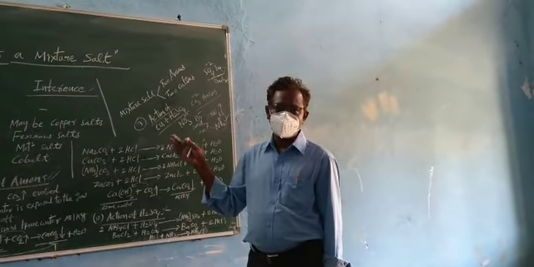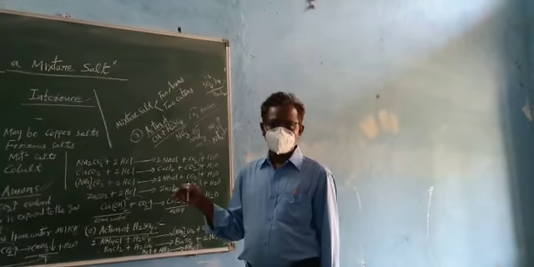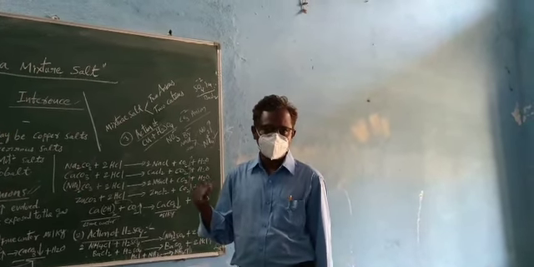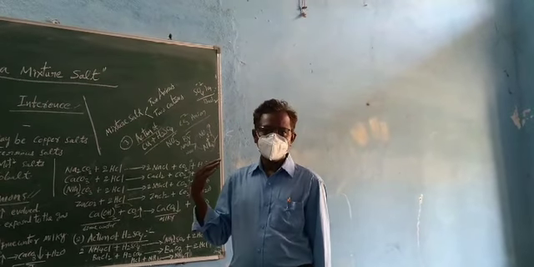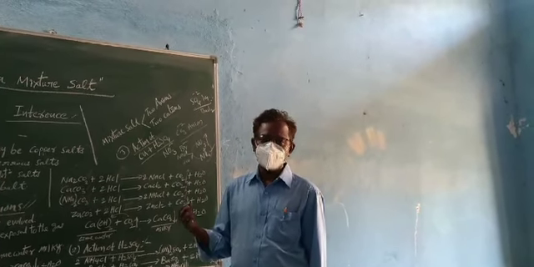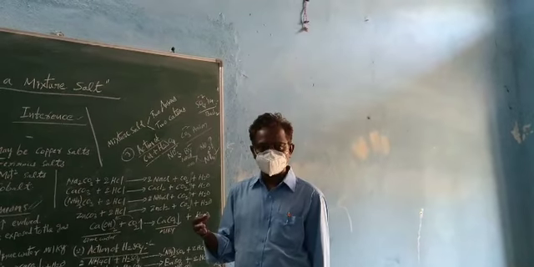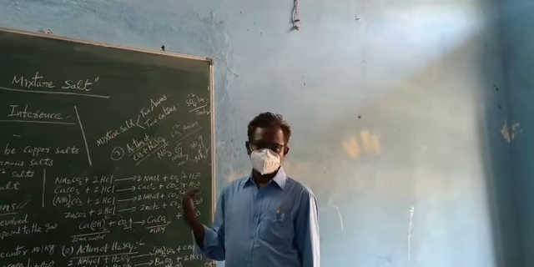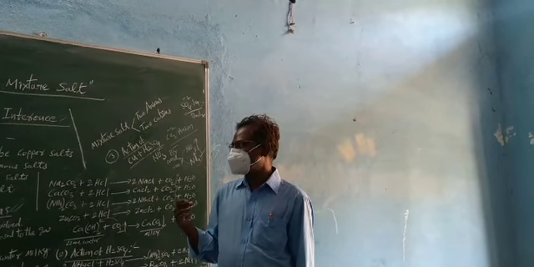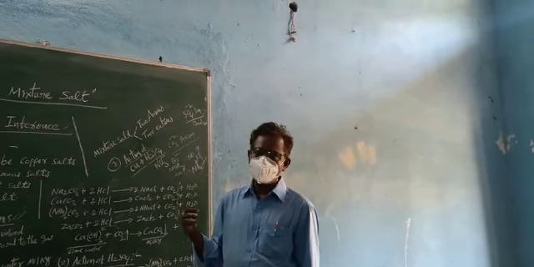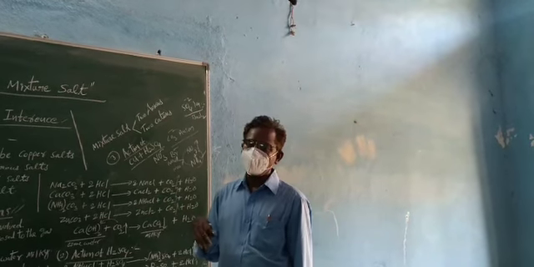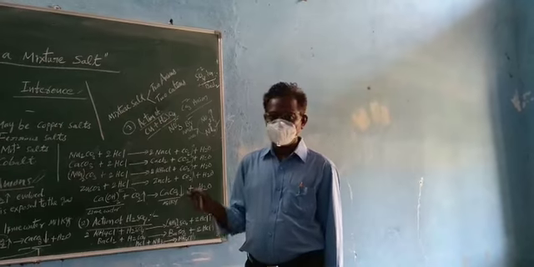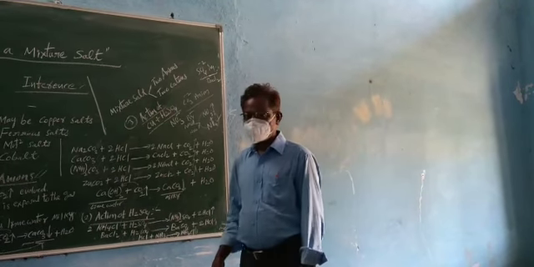Next, identification of cations. How to identify cations in the separation table? What are the reagents we have to add for the first group cations, second group, third group, fourth group, fifth group, and sixth group cations? How to identify cations in the groups? Next class we will discuss the cationic reactions. Okay, to be continued in the next class.